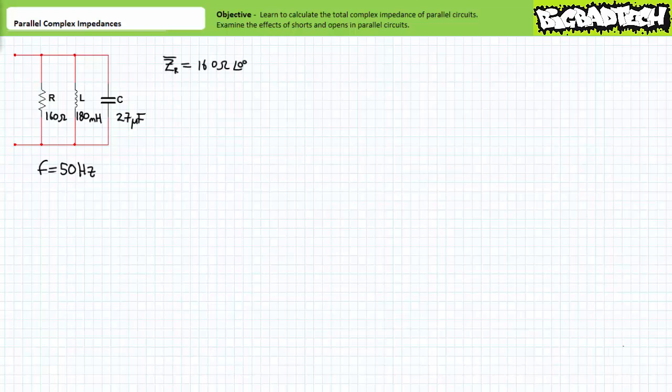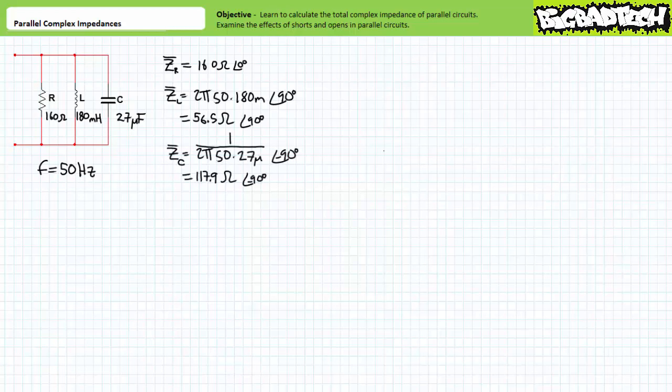The 160 ohm resistor is an impedance of 160 ohms at an angle of 0 degrees. The inductor and capacitor necessitate slightly more involved calculations. The impedance of the inductor is 2 pi FL at an angle of positive 90 degrees. Substituting our given values into the equation, we arrive at an inductive impedance of roughly 56.5 ohms at an angle of positive 90 degrees. The impedance of the capacitor is 1 over 2 pi FC at an angle of negative 90 degrees. Substituting our given values into the equation, we arrive at a capacitive impedance of roughly 117.9 ohms at an angle of negative 90 degrees.